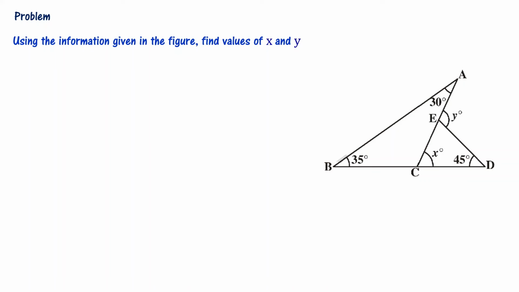Let us solve a problem now. Using the information given in the figure, find the values of x and y. If you look, this angle is given as x degrees and this angle is given as y degrees. We are asked to find the values of those two angles. To solve this problem, first we have a triangle ABC here, and we have another triangle ECD, right? First let us consider triangle ABC. In triangle ABC we have three angles, right?